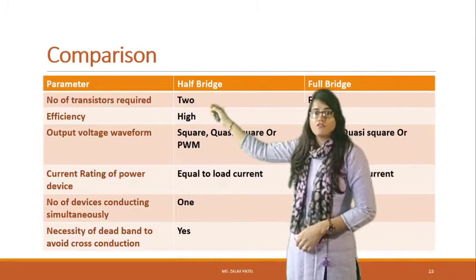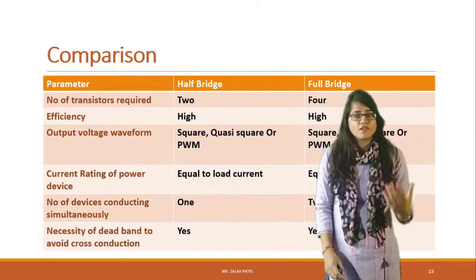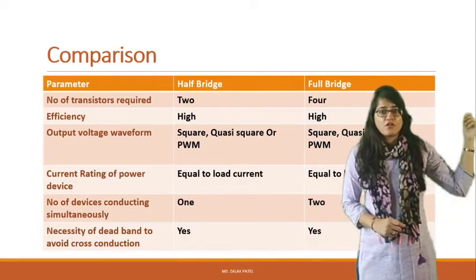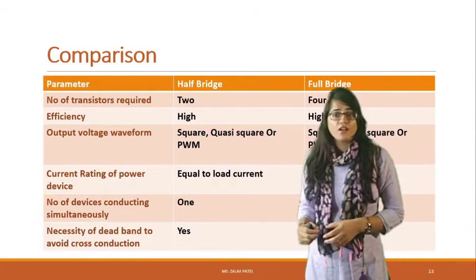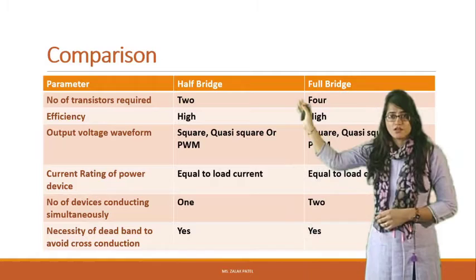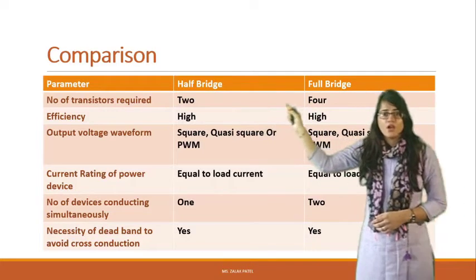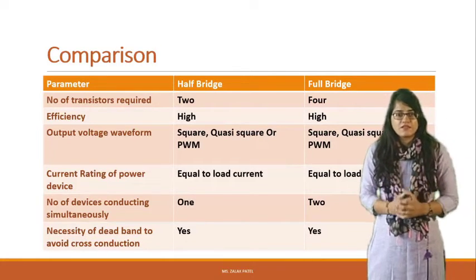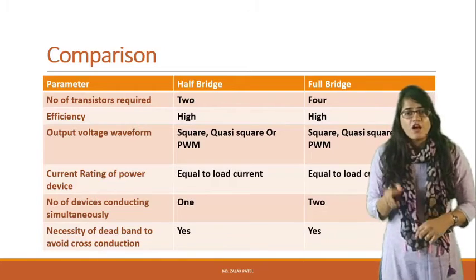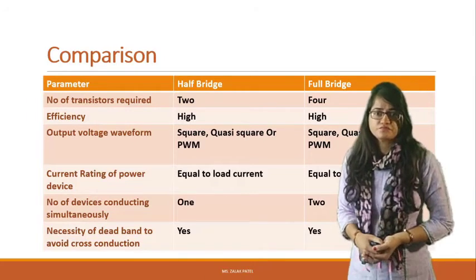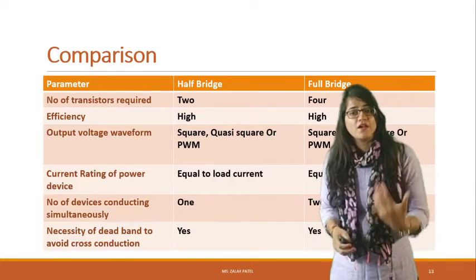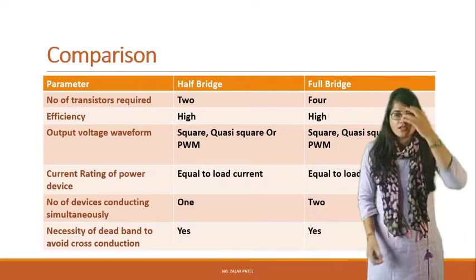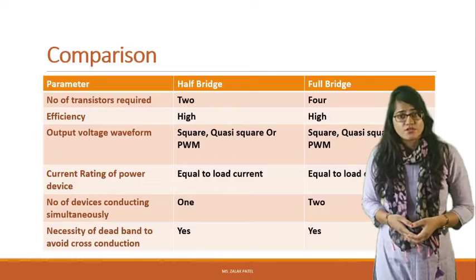In that case, first let's see the number of transistors used. Obviously, in a half bridge inverter we have seen that the construction uses 2 transistors, while in case of the full bridge inverter you require 4 transistors. In both cases the efficiency is high, but compared to the full bridge, the half bridge offers somewhat less efficiency. The waveforms depend on the type of load: whether resistive, you get a square wave, or whether inductive, you can get a quasi square or PWM, pulse width modulated type waveform.